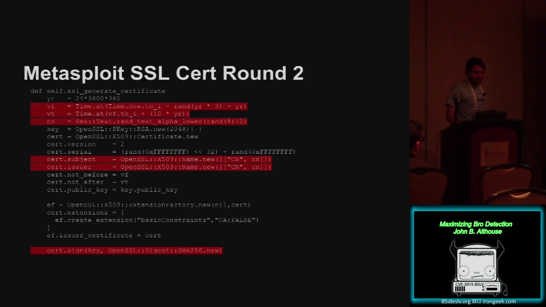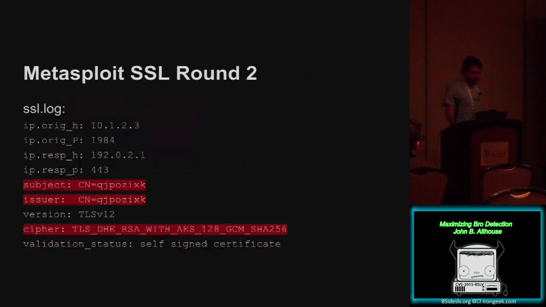And then he's making it so he got rid of all the other things where it was US, the random city name and all that, and he just went with very simple. The subject and issuer is just a CN field, and it's some random text. How are we going to detect that? This is what the cert looks like, an example, and it's just really small and simple. So there's really not much I can do.